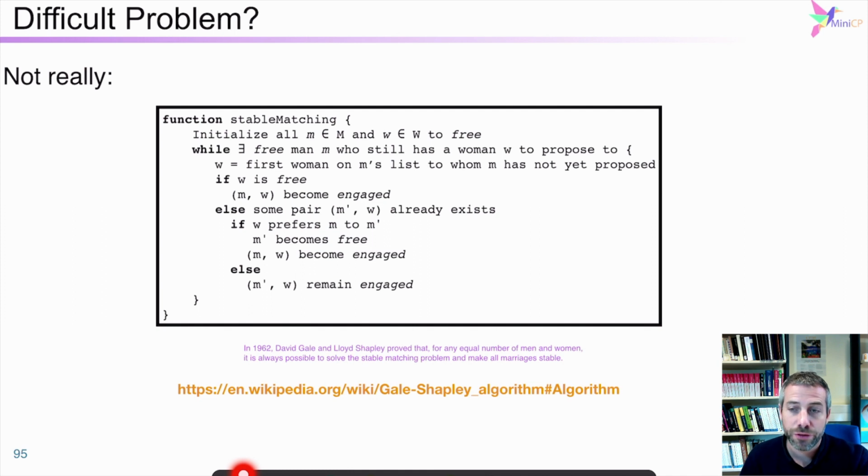Is this a difficult problem to solve? No, it's not difficult. There is a polynomial time algorithm for solving that problem, and you can find the link on Wikipedia. But still, it's a good exercise to model it with CP.